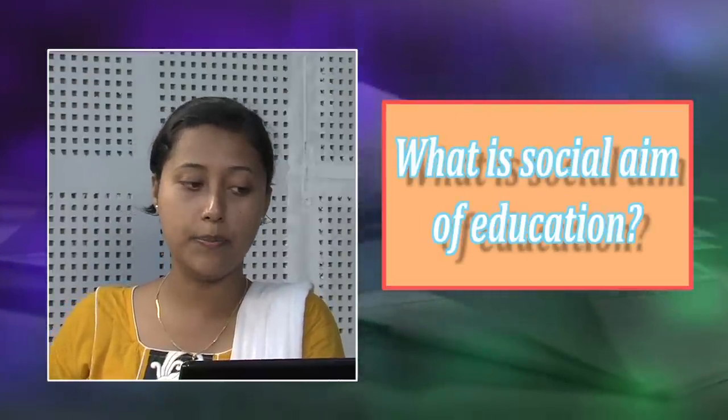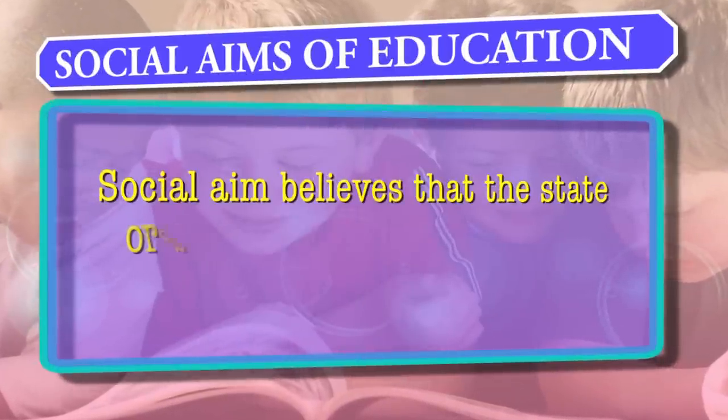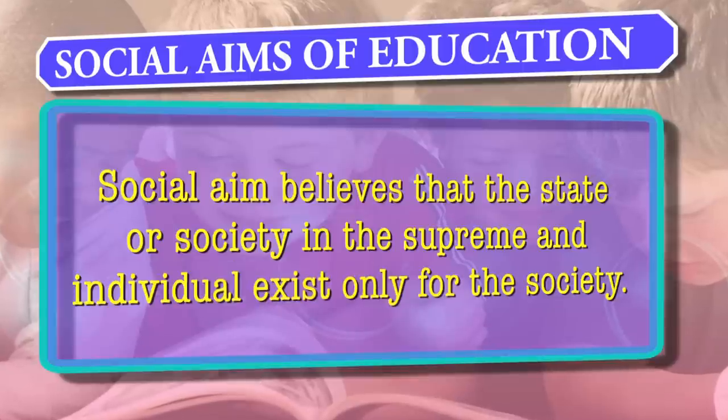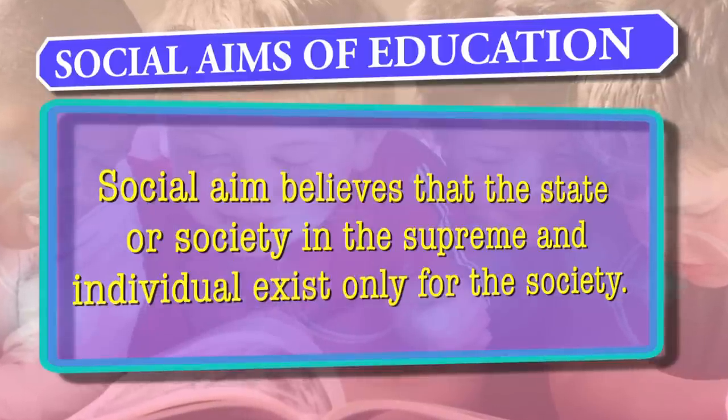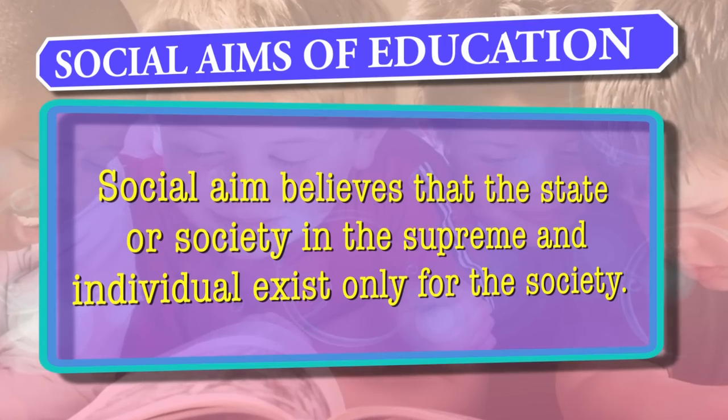The second aim is the social aim of education. The name itself signifies that education must emphasize the society. We must provide education for the development of society. So the basic theme of this aim is the society itself. That means the society is supreme to the individual. This aim believes that the state or society is supreme and individuals exist only for the society.